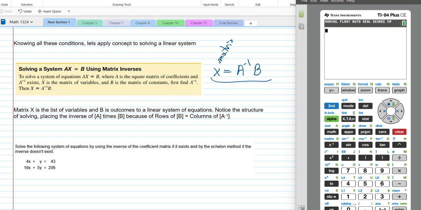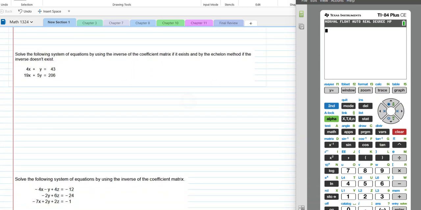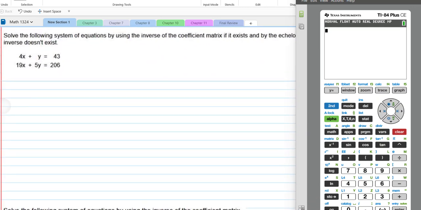All right. So I typed in, to make sure that you could read my handwriting, matrix X is the list of variables, and B is the outcomes of the linear system of equations. Notice the structure of solving, placing the inverse of A times B, because the rows of B equal the columns in A inverse. Again, A is a square matrix. So let's look at some examples here. And we're doing this by calculator.